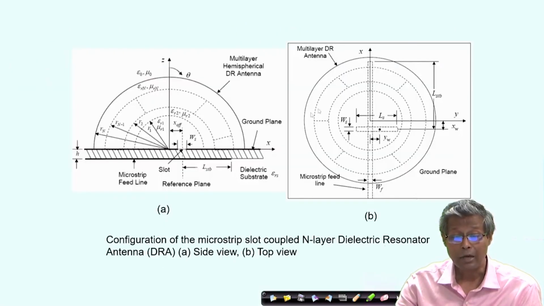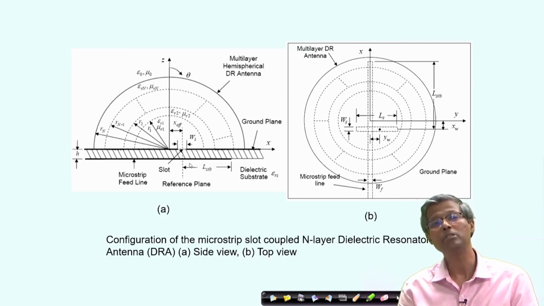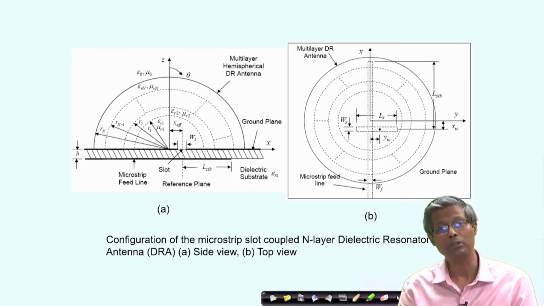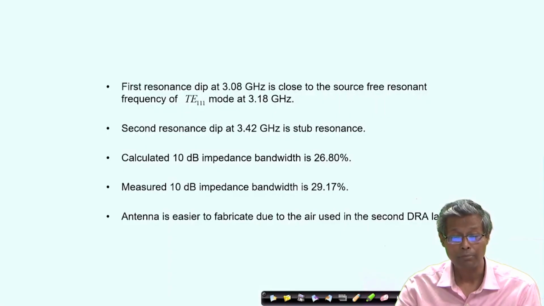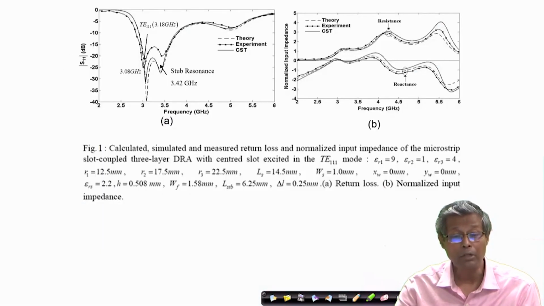We have said the use of the stub is to enable matching of the slot to the DR, to cancel out the reactance of the slot by using the reactance of the stub. That is the way the stub is used also in the microstrip slot coupled structures. But here we are going to use the resonance of the stub and couple it to the TE111 mode. So, you see the TE111 mode has a high tendency to couple with the stub resonance and offer me an enhanced bandwidth.